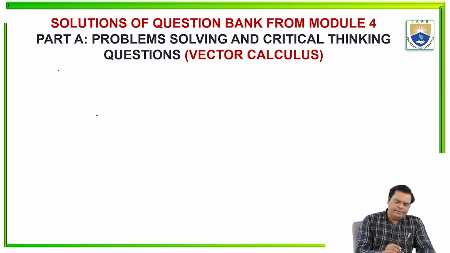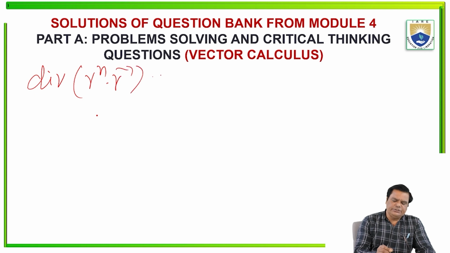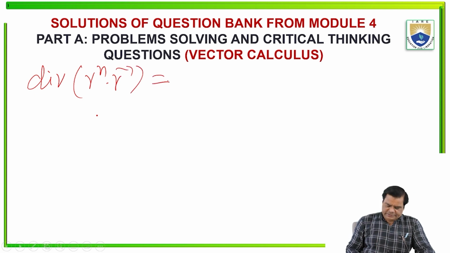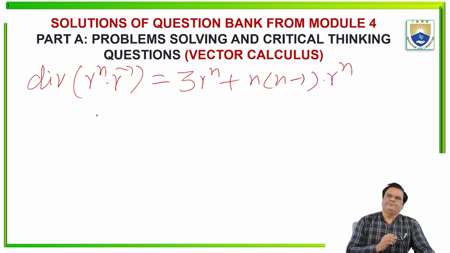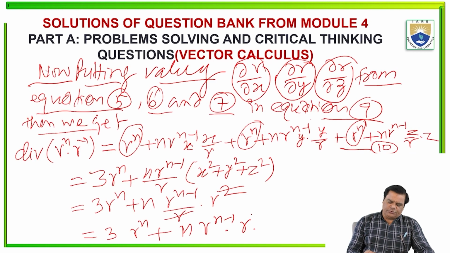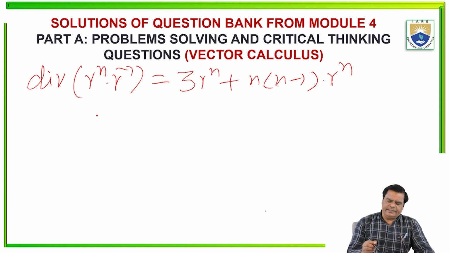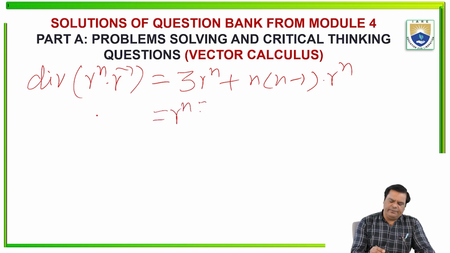So we write here the divergence of rⁿ vector r is equal to 3rⁿ plus n into rⁿ⁻¹ into r. Adding the powers, n minus 1 plus 1 is n. Now rⁿ is common in the bracket: 3 plus n.